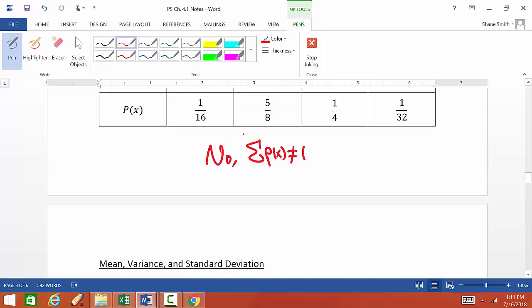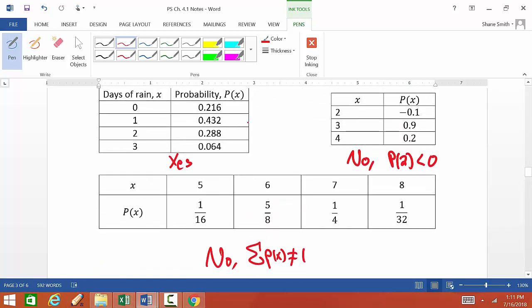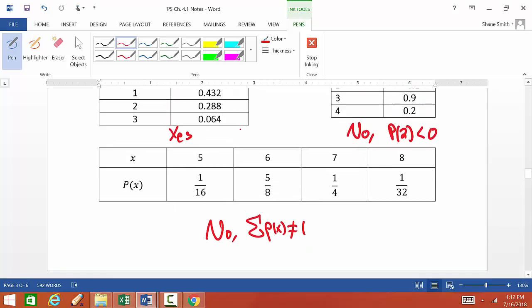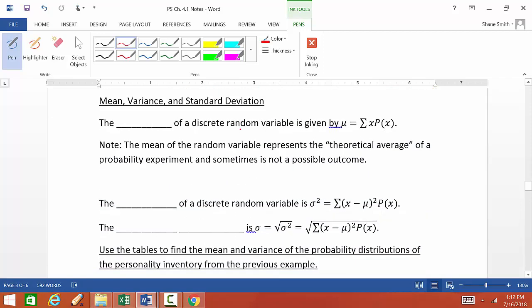All right. So that's basically a probability distribution and how to find out if something is or is not a probability distribution. Now, with the probability distribution, you also have mean and standard deviation, which brings us to this.